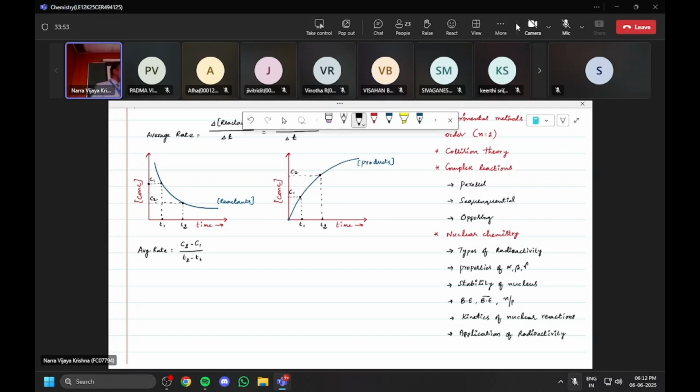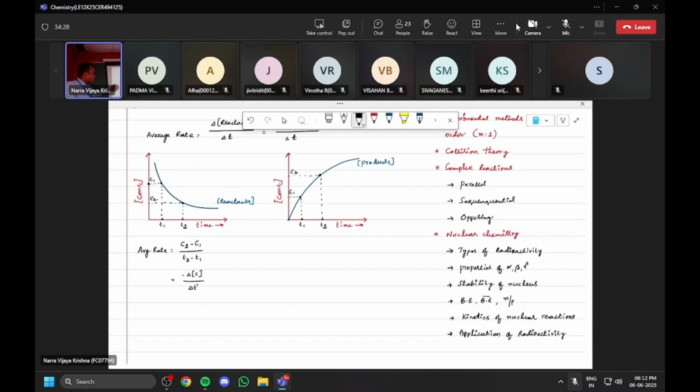Correct, sir? Now, if I take reactants into consideration, among C1 and C2, whichever is the higher value, this becomes negative. Correct or not? So I am writing this value as minus delta C upon delta T. Will you accept it or not? Are you able to understand why I am writing this negative sign? What does the negative sign indicate? Decrease in concentration.